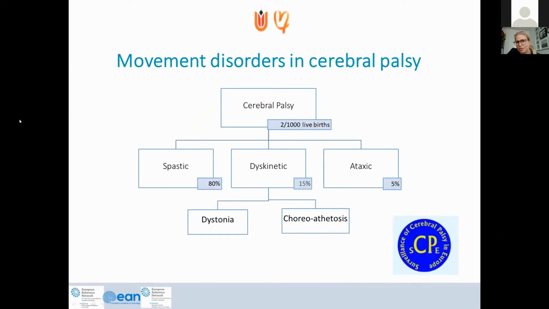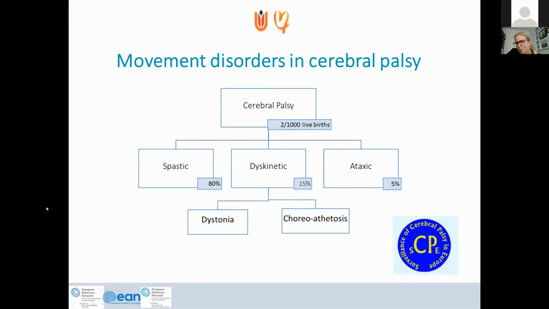Cerebral palsy itself is not a rare disease. It occurs in 2 per 1,000 live births, and it's actually the most common cause of physical impairment in childhood. However, the dyskinetic type of CP occurs in 15% of CP patients, which is 3 children per 10,000 live births. So that's a little bit rarer than cerebral palsy altogether.